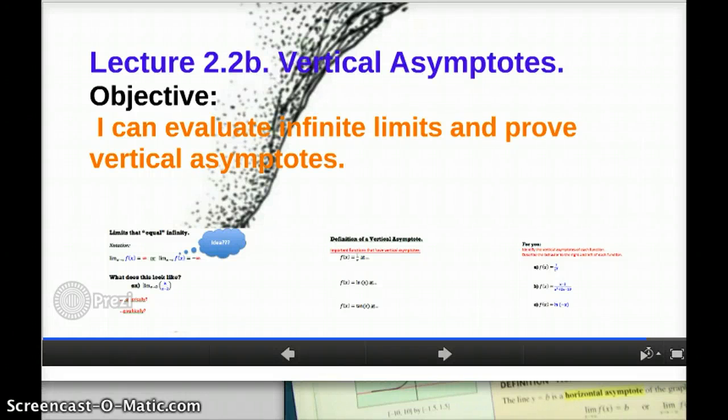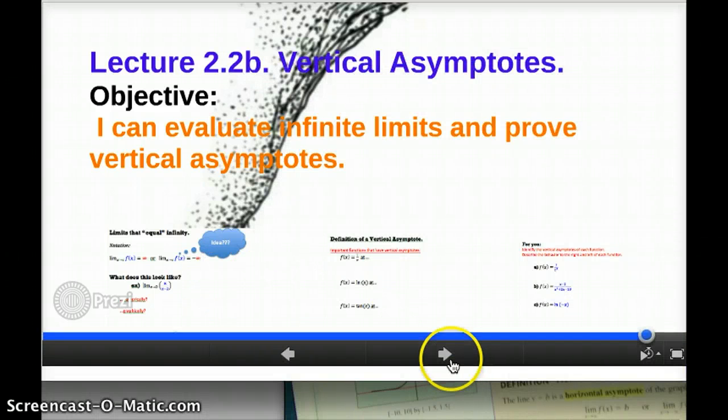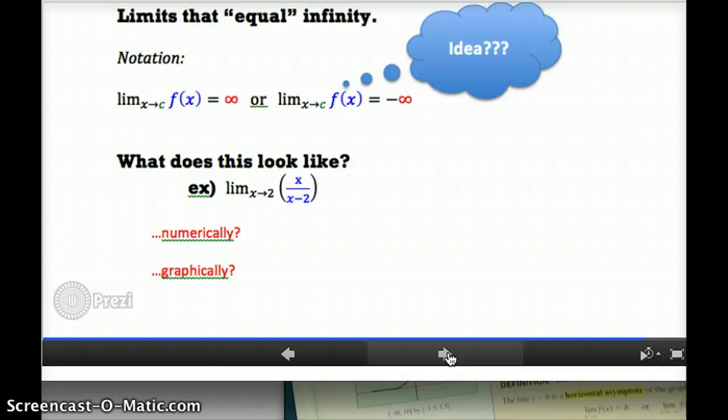Welcome to Lecture 2.2b. Yesterday we talked about limits involving infinity. In particular, we talked about limits where x was approaching positive or negative infinity. And we saw that usually when that's the case, we end up with something called a horizontal asymptote. Well, today we're going to pick up continuing to talk about limits in infinity, but instead of limits as x approaches infinity, we're going to talk about limits that equal infinity.